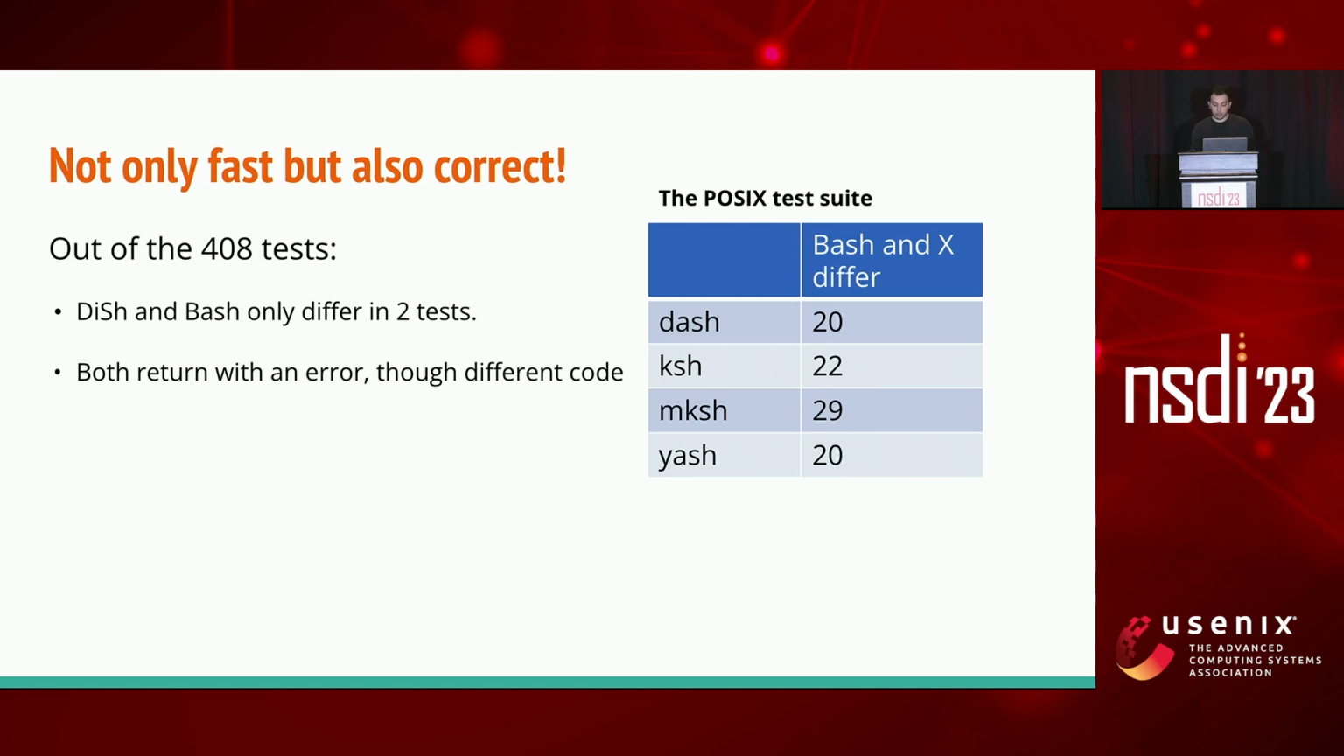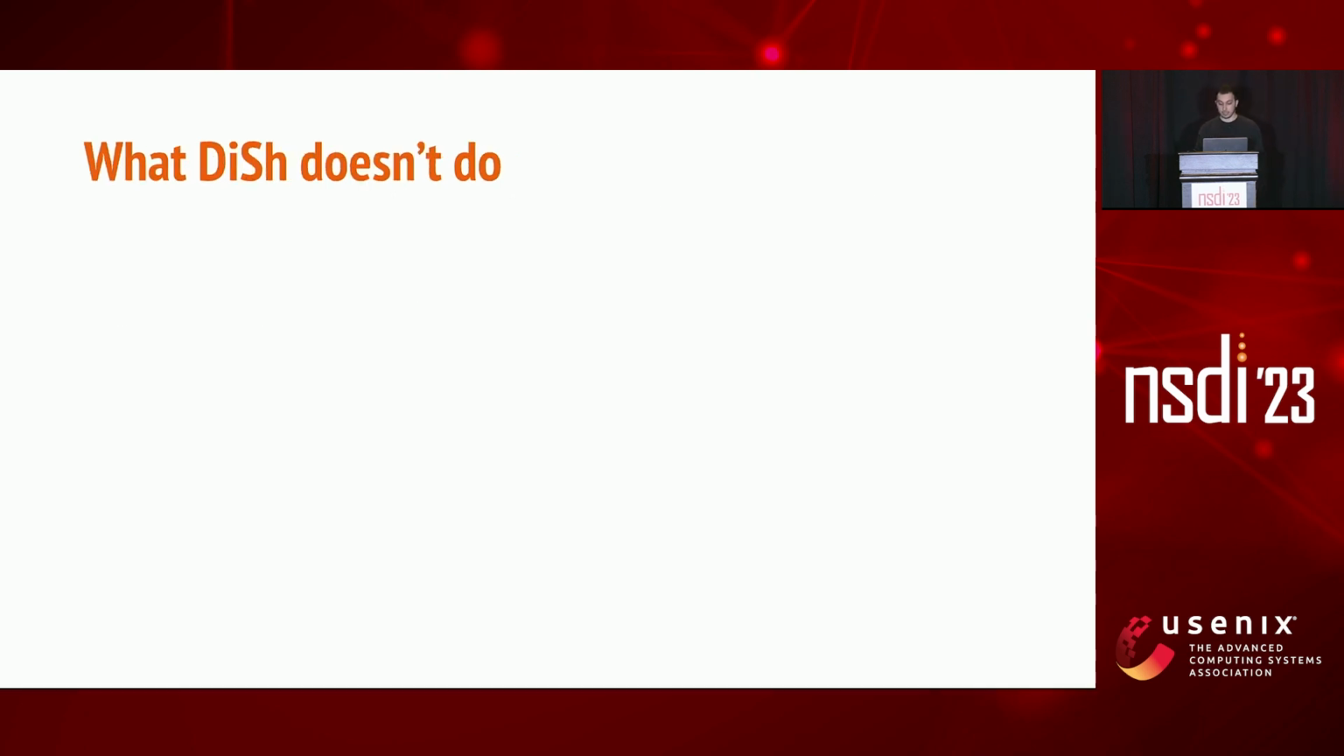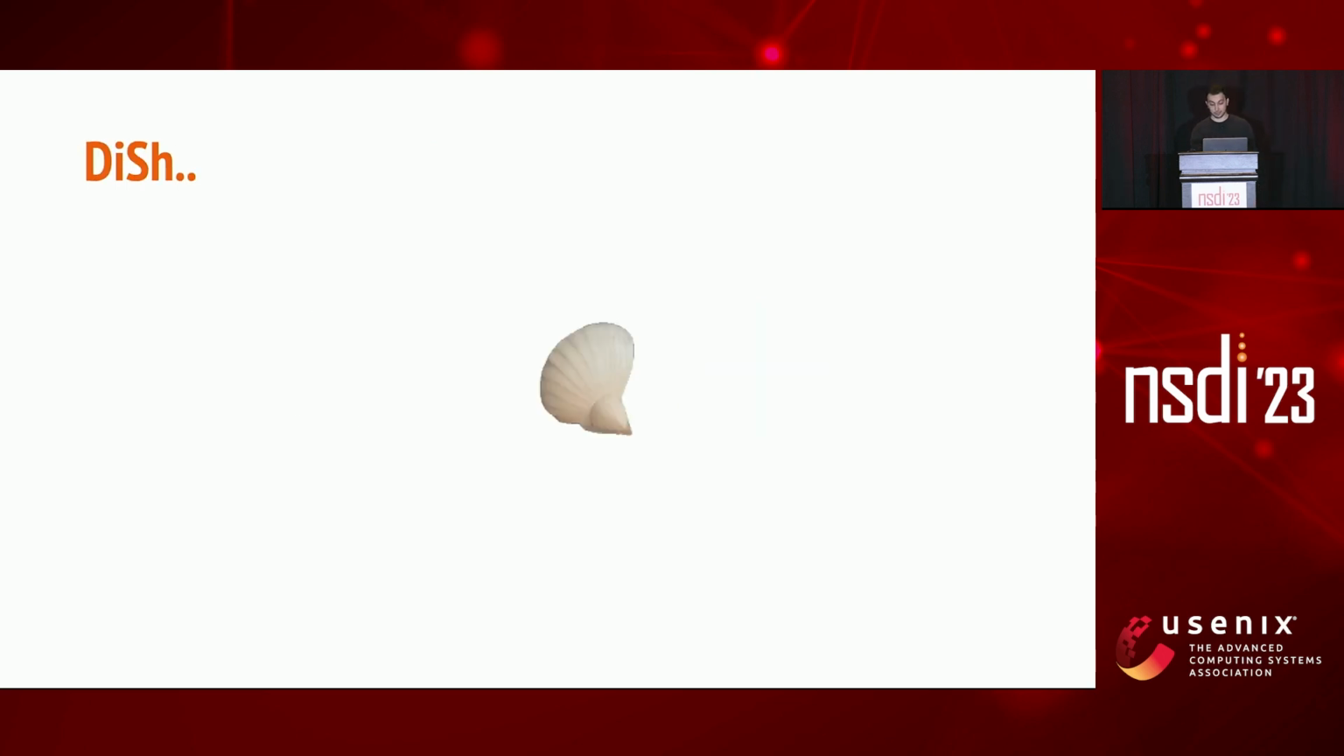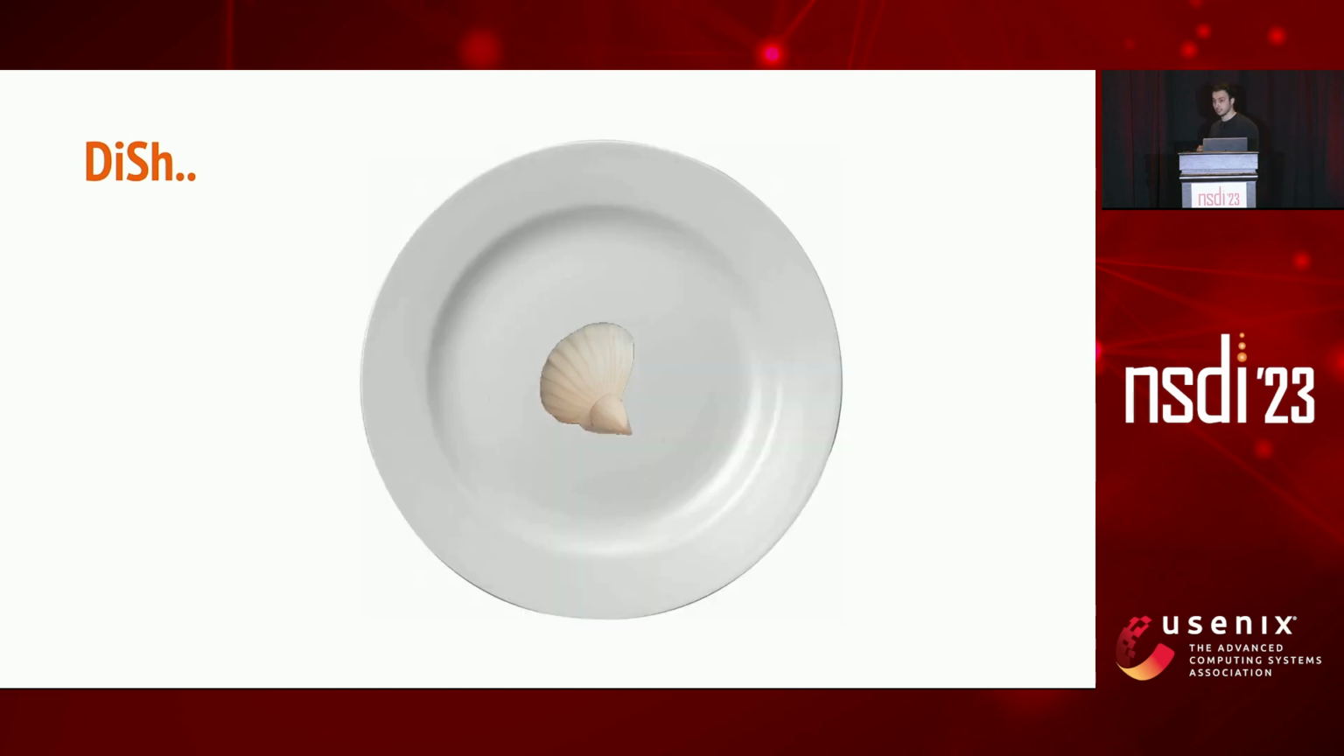The reason why we only differ in very few cases is because DiSh doesn't take your nice shell and turn it into a new shiny shell. What it does is take your shell, wrap it, and orchestrate it without actually modifying its behavior. It still uses your underlying PaSh shell in this example.